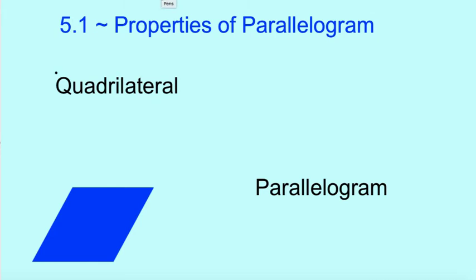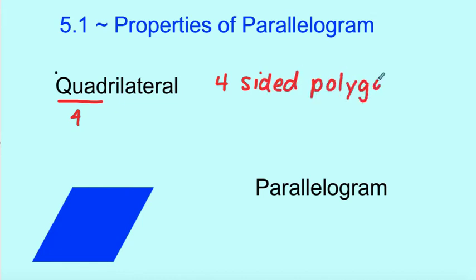So we've talked about what a quadrilateral is. A quadrilateral, remember the word quad means four, okay? So a quadrilateral is a four-sided polygon. Now remember, polygons have actual sides. A circle doesn't have sides, right? So a polygon has to have sides. And anytime we see quadrilateral, it's a polygon, and it has four sides.